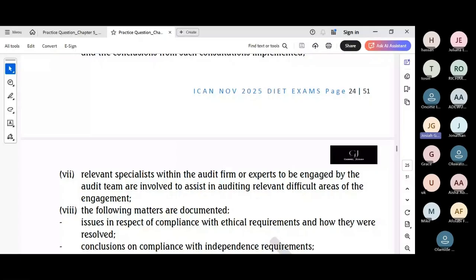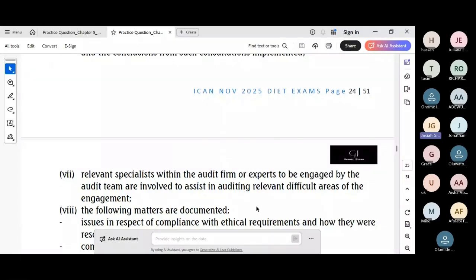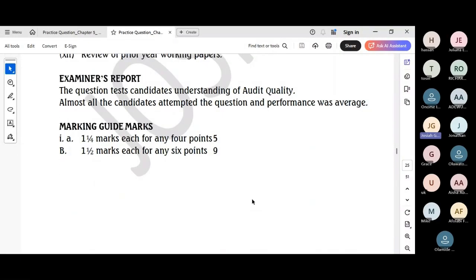So for example, when discussing review of prior year working papers, you need to explain that it is to understand the source of the errors and to ensure they are corrected. So take note of that. And looking at the marking key, the guide is very specific.